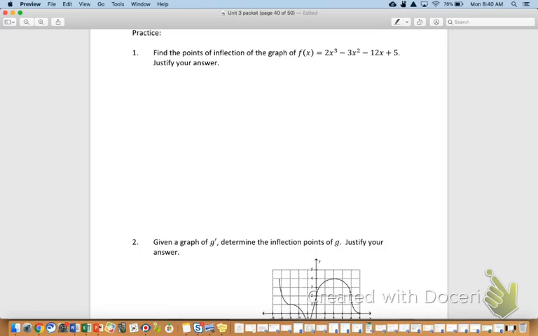Does anybody have an opinion on, based on the way this is presented, should you be investigating behavior of f prime to answer this question, or should you be thinking about f double prime? I think there is a good answer to this. What do you think, Hunter? F double prime. I heard somebody else say f double prime. F double prime actually makes a ton of sense here. So that would be my first step.